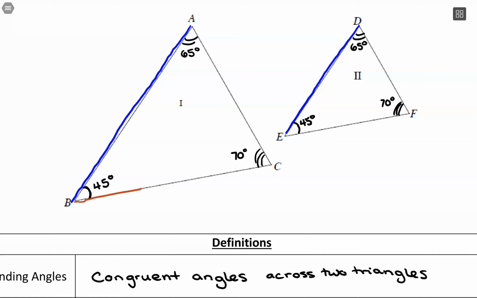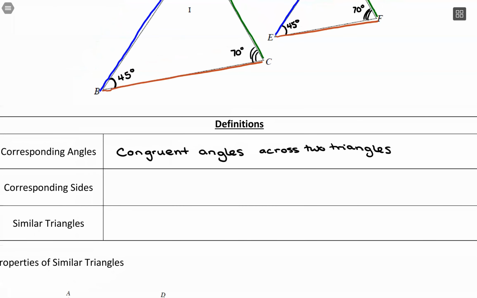Same thing between the 45 and 70, those line up. And then 65 and 70, those line up. So we can start to see how these sides line up with each other, and those will be called corresponding sides. So side AB here corresponds with side DE. In terms of a definition, it'll just be the sides that line up between the corresponding angles.